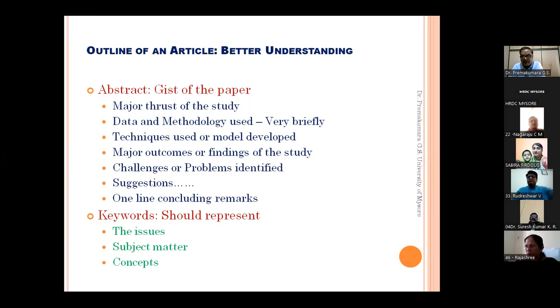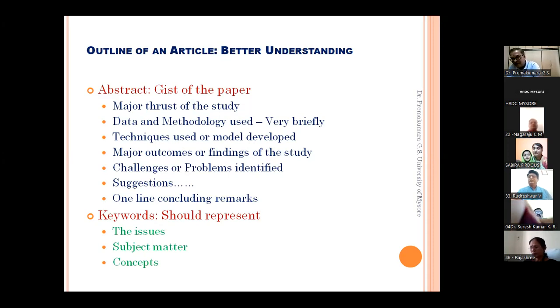And the next important thing is the keywords. Most of the reputed journals, or those in the CARE list, expect you to give keywords. Why these keywords? It is because when people search for articles, your article has to come first.